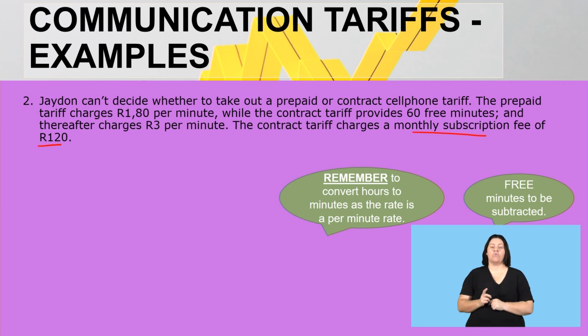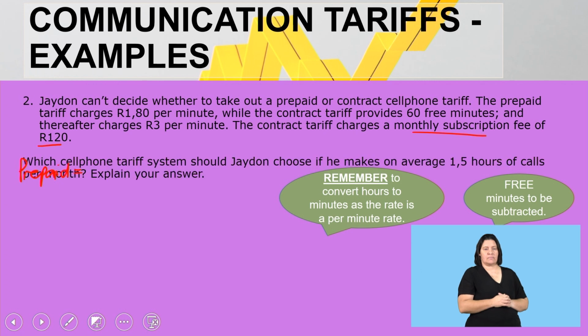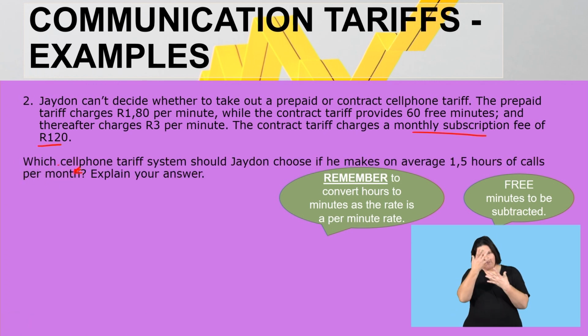Okay, so let's quickly look. I'll look at the first one. That will be my prepaid. What did we say is important here? All right, let me just take that out because there is some other given information as well. So it says, which cell phone tariff system should Jaden choose if he makes an average of 1.5 hours of calls per month? Explain your answer. Okay, so starting with the prepaid, remember now that is given in hours. So first of all, I'm going to see how many minutes do I have in 1.5 hours. So that will give me 90 minutes. Agree? All right.